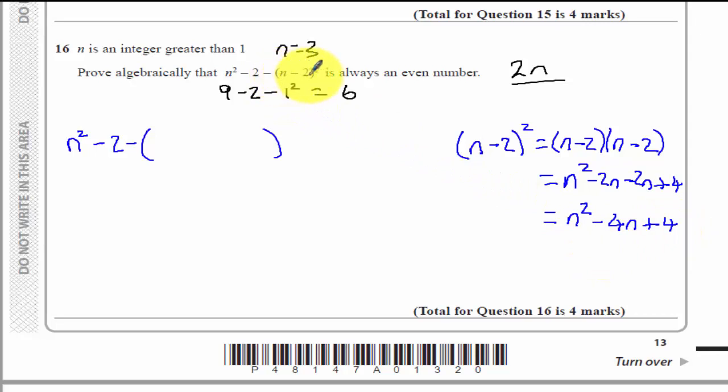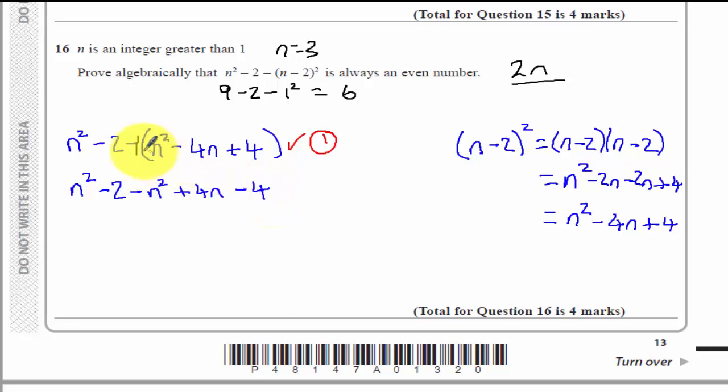So instead of putting (n minus 2) all squared in the bracket, I'm going to put n squared minus 4n plus 4. Getting to that point picks me up my first mark. To get rid of the brackets, I need to multiply through by minus 1. When there's a minus in front of the bracket, there's technically the number 1 there that we don't write. So it's going to multiply through by minus 1. So I've got n squared minus 2 minus n squared plus 4n minus 4. So I've multiplied everything in the bracket by minus 1.